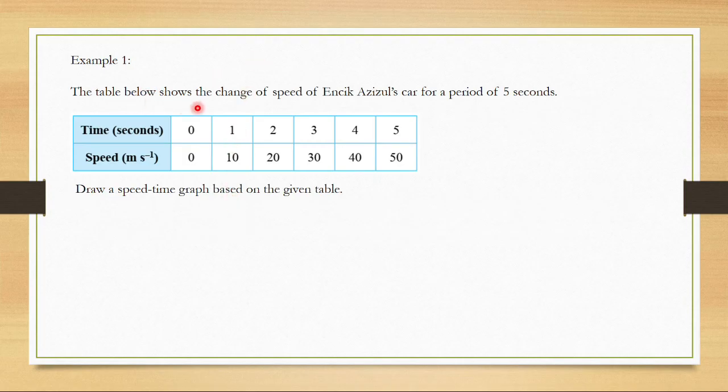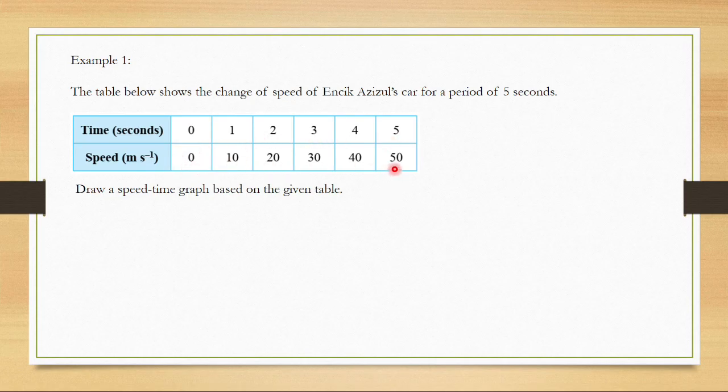The table below shows the change of speed of Inche Azizul's car for a period of 5 seconds. So you can see the time here for a period of 5 seconds. And then they ask you to draw a speed time graph based on the given table. The speed given here is in meter per second. The given values are 0, 10 up to 50. So we can see here the time values are all uniform, including the speed, right?